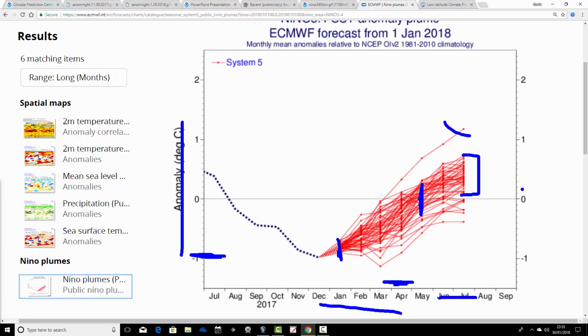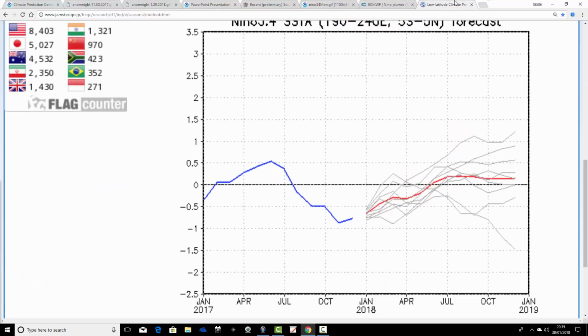CFS wants to continue the weak La Nina through to the summer. The ECMWF hints that we may certainly go back to ENSO neutral, and we may start to edge a little bit towards a really weak El Nino by the summer, perhaps. And then finally, Jamstech IOD. And this one, this is where we're starting off at right now. So again, we've got temperature on the side, dates on the bottom. This one, we're starting off again with weak La Nina condition.